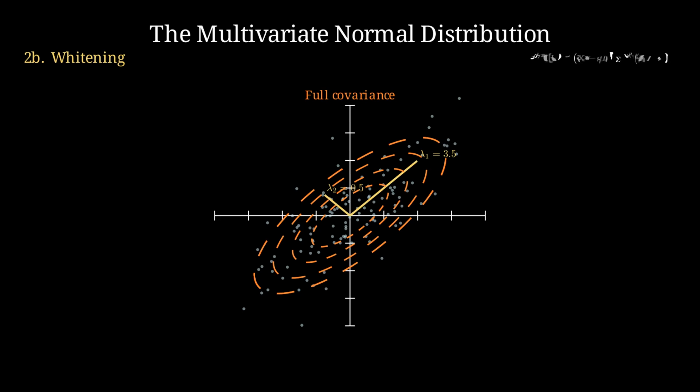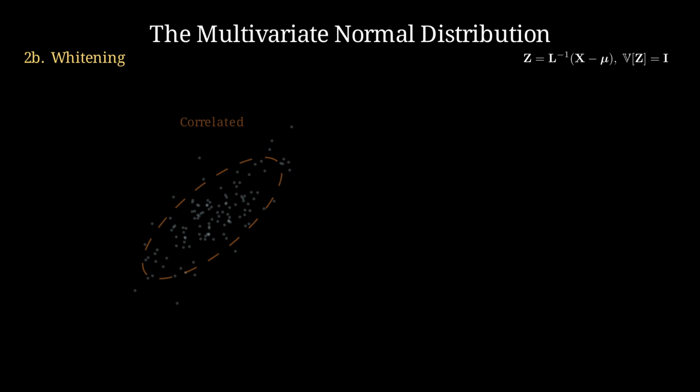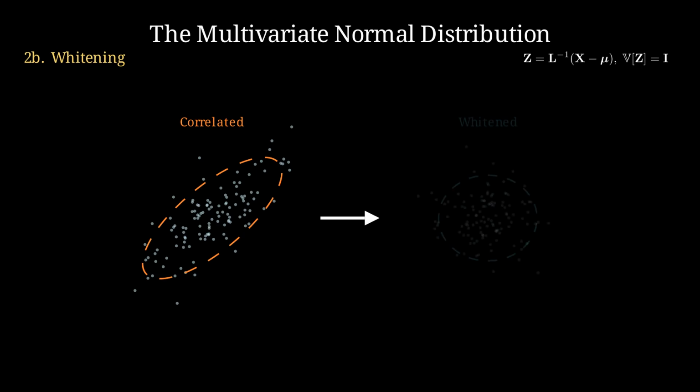Whitening is the inverse idea: transform data so the covariance becomes the identity. If L is the Cholesky factor with sigma equals LL transpose, then Z equals L inverse times (x minus mu) has zero mean and identity covariance. On the left, correlated data; on the right, the same points after whitening, a round, uncorrelated cloud. PCA pre-processing in many generative models begins with this step.